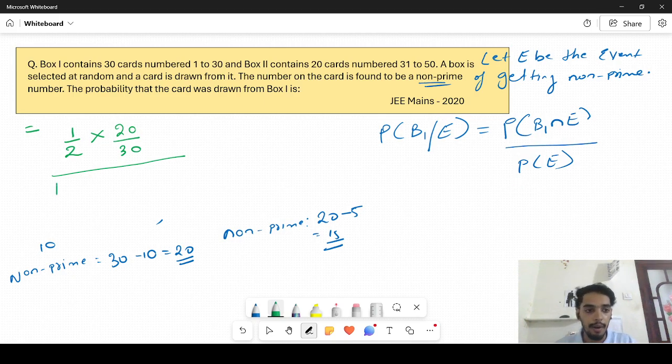Probability of E means 1 by 2 times the probability of getting box 1, given that it is a non-prime, 20 by 30, or the probability of getting the second box, box 2, times how many primes will be there? 15 non-primes will be there, divided by 20. So how shall we solve this?